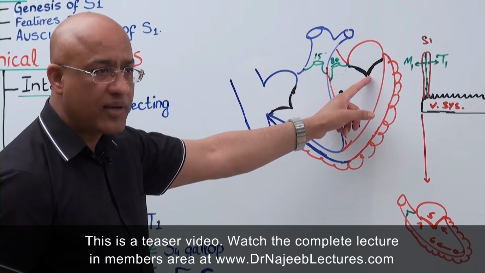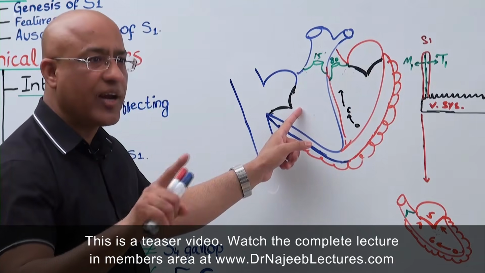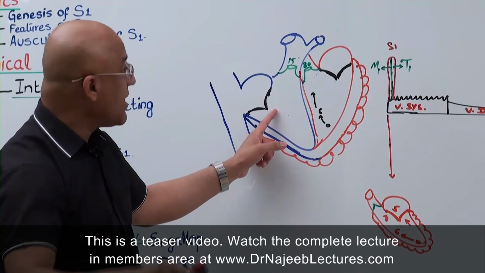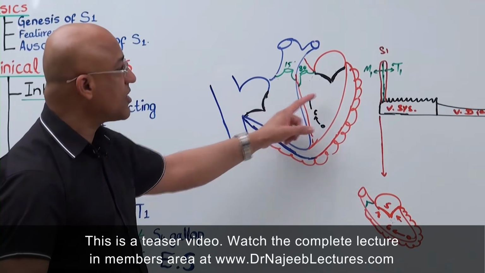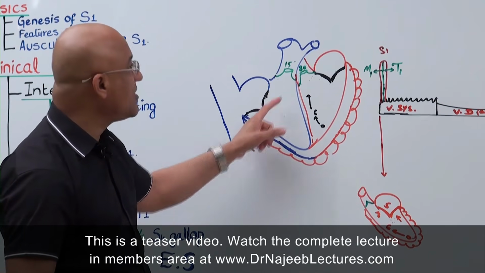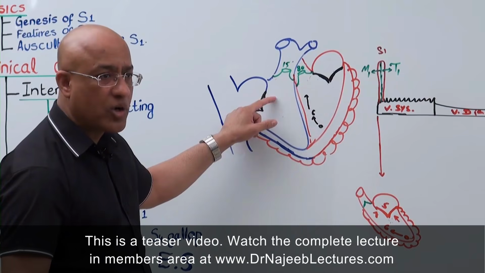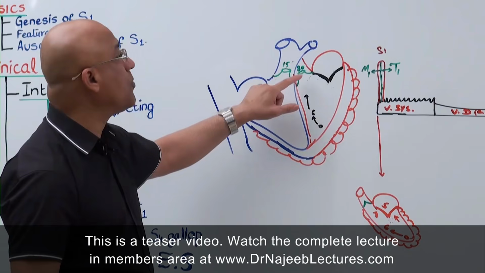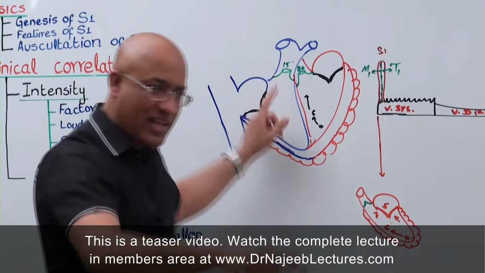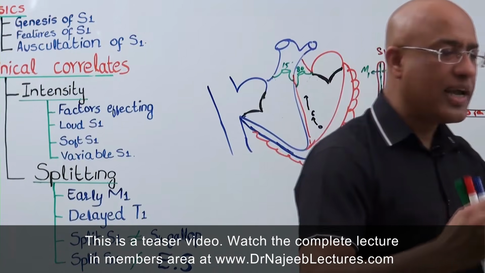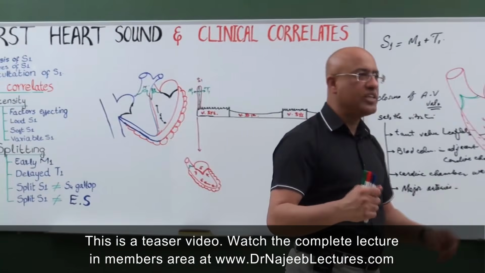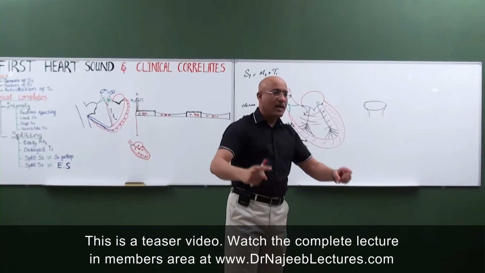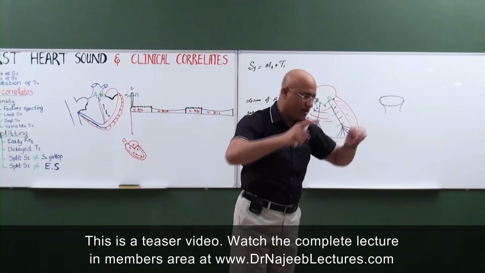So again, ventricular systole starts; first the mitral and tricuspid valves close and generate vibrations for the first heart sound, and then intraventricular pressure keeps on rising until pressure in the ventricles becomes more than the pressures in the major arteries and opens the aortic and pulmonary valves. And when the aortic and pulmonary valves open, which sound is produced? Second heart sound. Absolutely wrong.